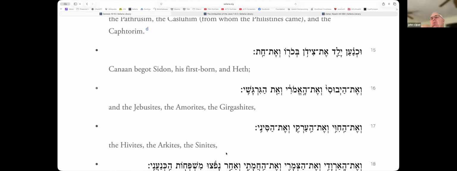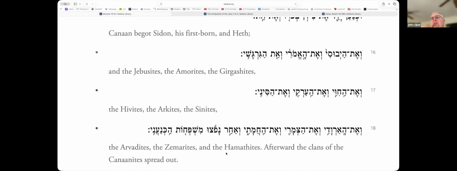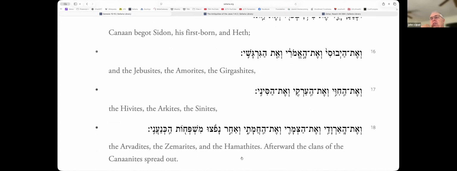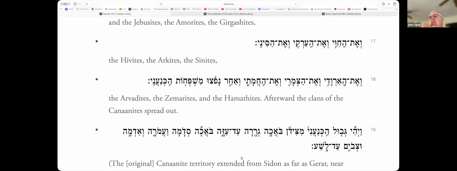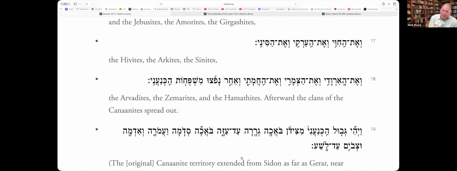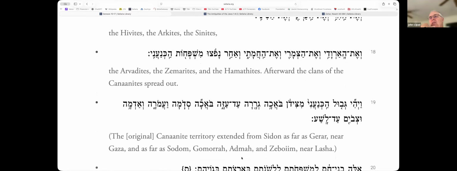Canaan begot Sidon, his firstborn, and Heth, and the Jebusites, and the Amorites, and the Girgashites, and the Hivites, and the Arkites, and the Sinites, the Arvadites, the Zemarites, and the Hamathites. Afterward, the clans of the Canaanites spread out. The original Canaanite territory extended from Sidon as far as Gerar near Gaza, and as far as Sodom, Gomorrah, Admah, and Zeboim near Lasha. So all in the south, I guess.